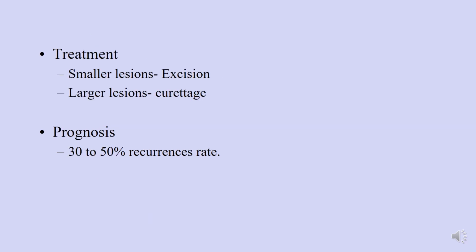If the lesions are small, they are treated with excision. If the lesions are large, then they are treated with curettage. The prognosis of juvenile ossifying fibromas is fair to poor, because the recurrence rates are very high, a 30 to 50% recurrence rate is seen.